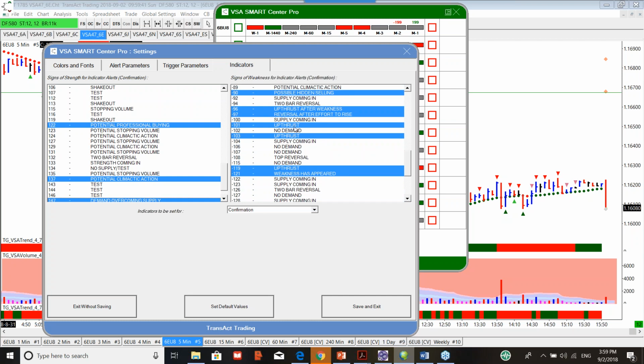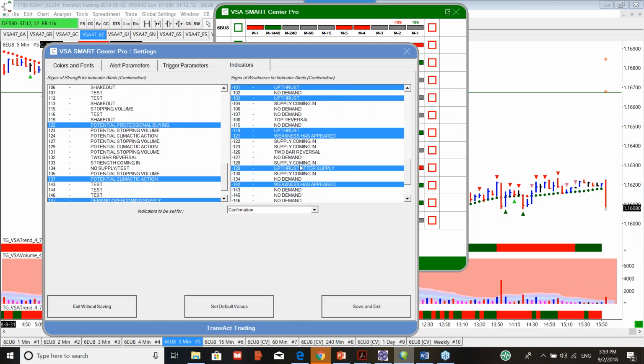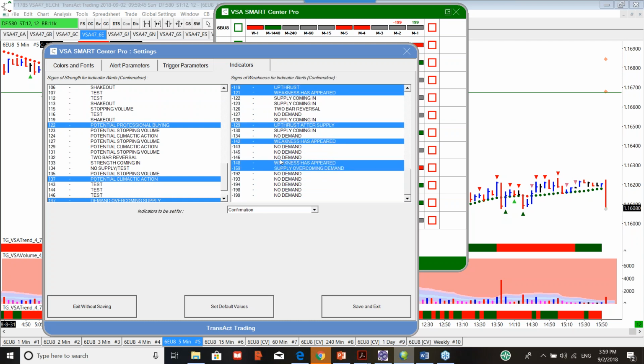Okay, and that is incredibly powerful after you've seen one of these signs of weakness. Again, all the upthrusts have been added. All right, upthrust after supply weakness has appeared has been added, and supply overcoming demand. So those are the additions to the top bot strategy that I put in.